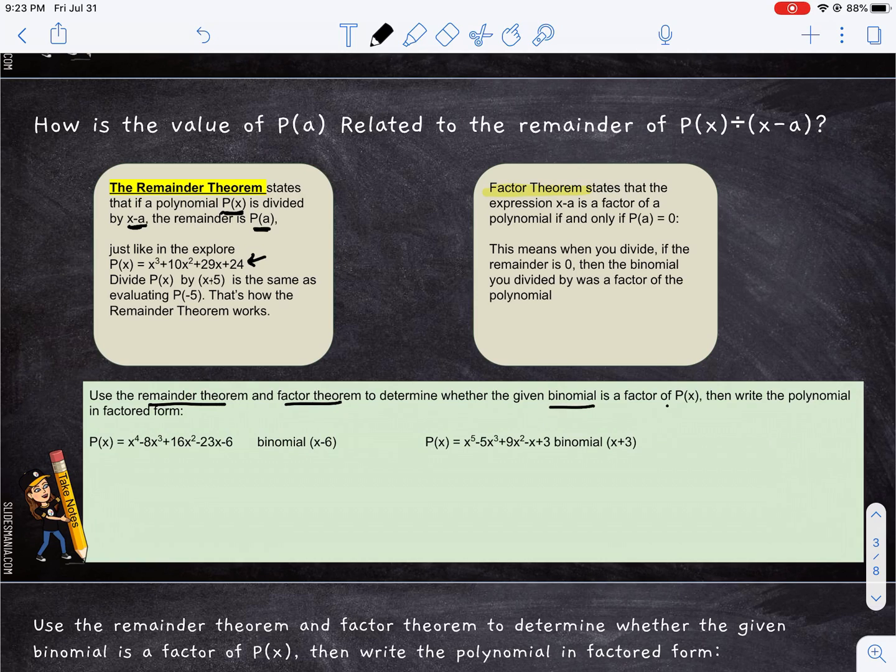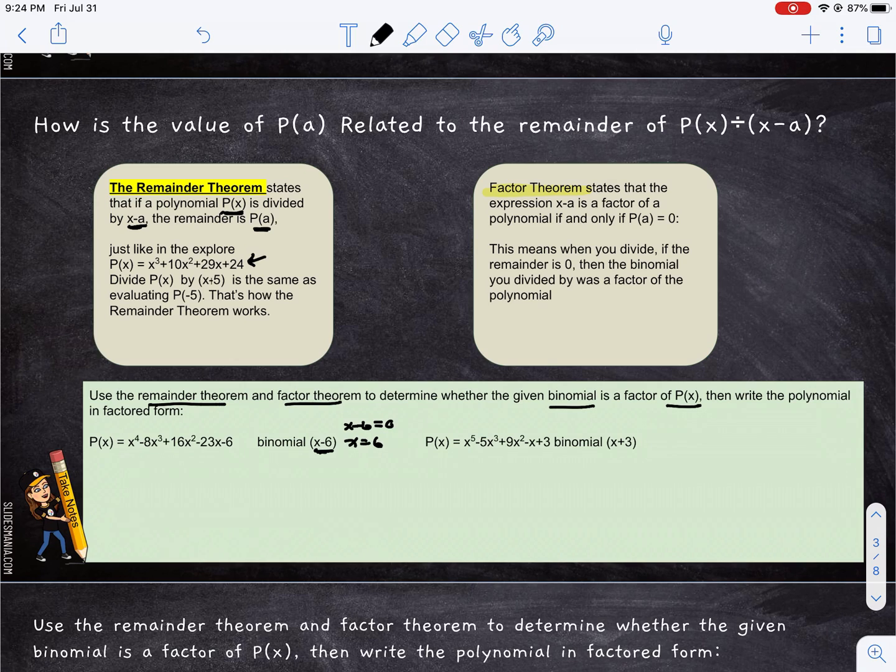So let's use the remainder theorem and the factor theorem, and we're going to tell if this binomial is a factor of that whole polynomial. And if it is, we'll write it in factored form. So this is like that x minus a that it's referring to up there in the remainder theorem and the factor theorem. So I'm going to take the solution to that.